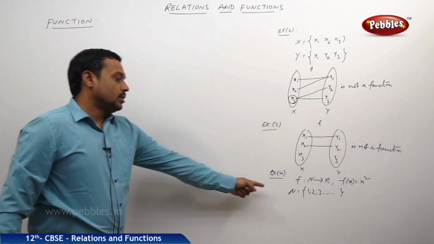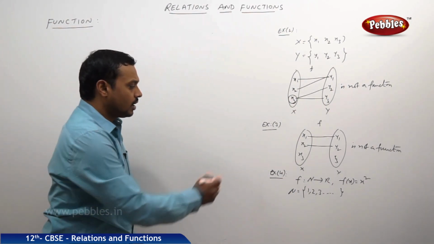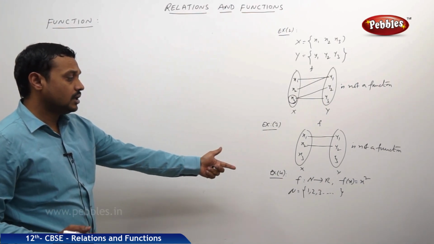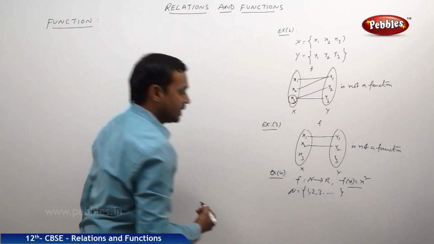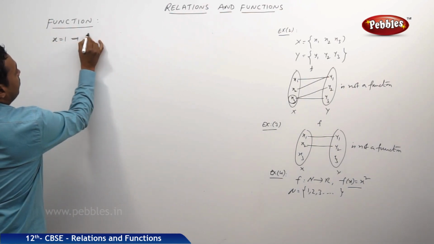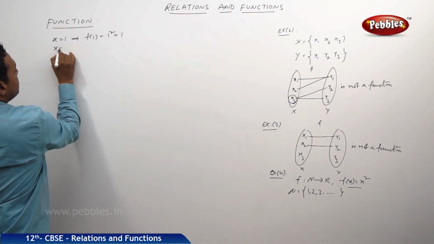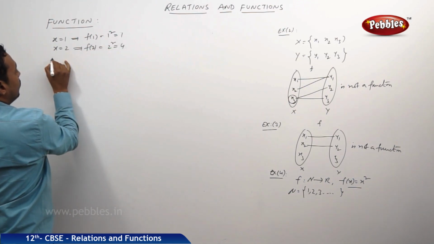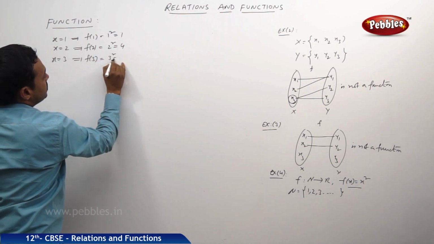Now N is the set of natural numbers 1, 2, 3, 4 and so on, and R is the set of all real numbers containing positive and negative real numbers including 0, and the relation is given by f of x is equal to x square. At x is equal to 1, f of 1 is equal to 1 square, that is 1. At x is equal to 2, f of 2 is equal to 2 square, which equals 4. At x is equal to 3, f of 3 is equal to 3 square, which equals 9.